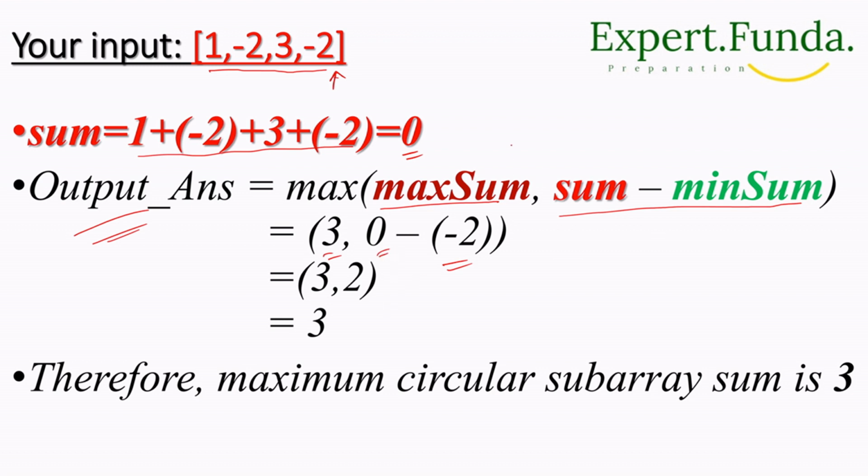And the total sum of the array is 0. Actually we are doing Kadane's algorithm, right? Kadane's algorithm, and this is the way we used to do it. So we'll pass 3 here and 2 here. So what will we get here? 3 we will get, right? So the maximum value we have is 3 here, and that's why we are getting the maximum circular subarray sum as 3.